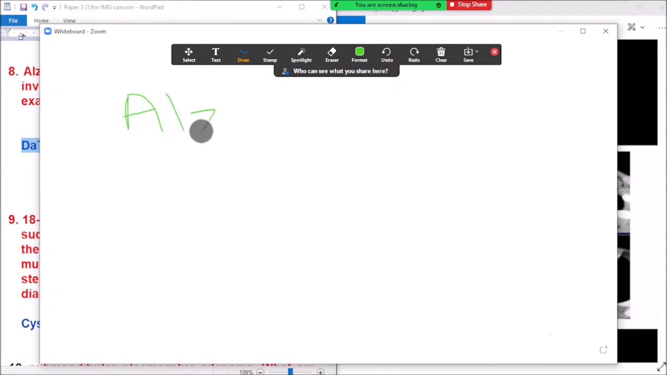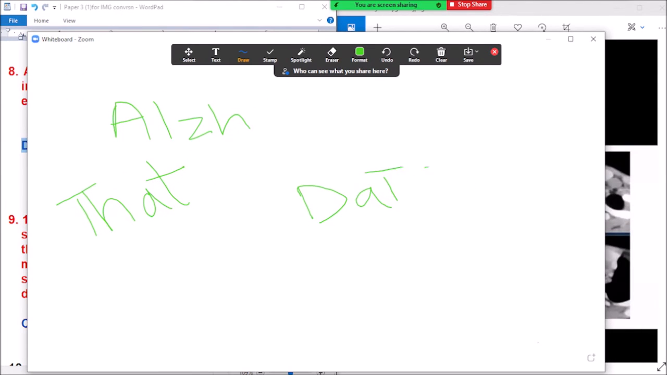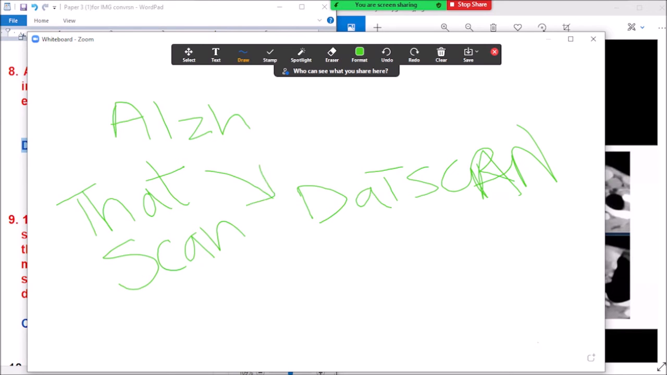Alzheimer's disease. So memorize it like that: Alzheimer's disease, CAT scan. Alzheimer's disease, CAT scan. Correct.